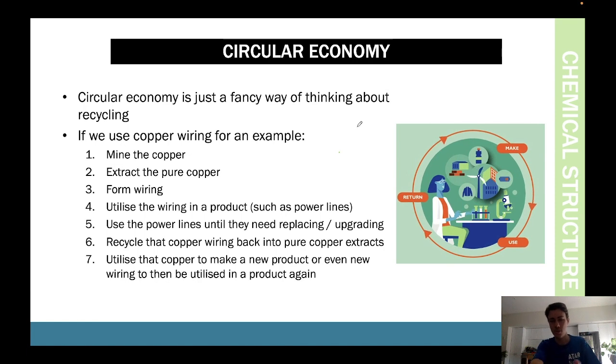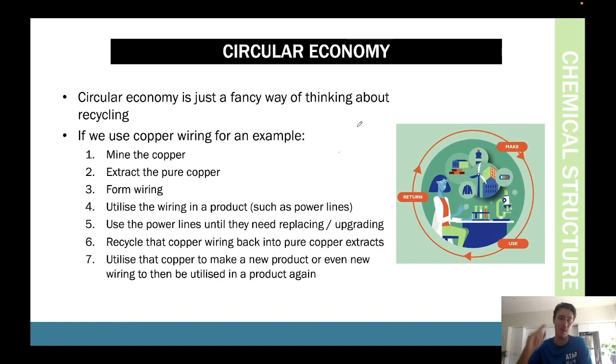Essentially the steps of circular economy are these. In this case, I've used copper mining as the main example. So you mine the copper, you extract the pure copper, you form the wiring, you utilize the wiring in a product, let's say such as power lines, use the power lines until they need replacing or upgrading, you recycle that copper wiring back into pure copper extract, and then you utilize that copper to make a new product. It might be new wiring, or something else that then utilizes that product again.